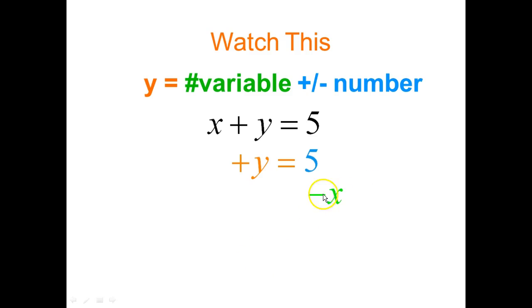But be very careful over here. You do not want to make it 5 minus x. You want the green, then the blue. So put the negative x or the minus x right after the equal sign. And there you have it.